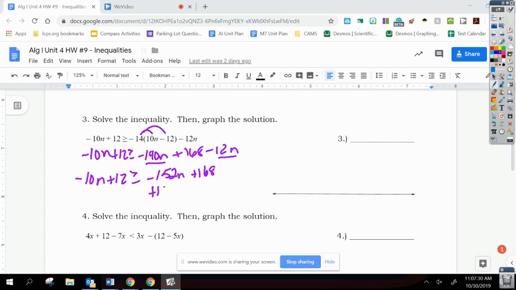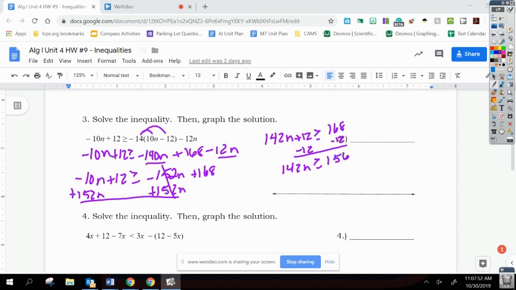Variables on both sides. I'm going to make things easy and make everything positive. Plus 152n. Cancel. On the left-hand side, we have 142n plus 12 is greater than or equal to 168. Minus 12, minus 12. 142n is greater than or equal to 156. Divide by 142, divide by 142. We have n is greater than or equal to this quantity, which I'm going to simplify.